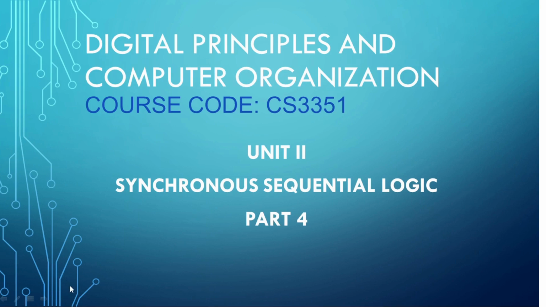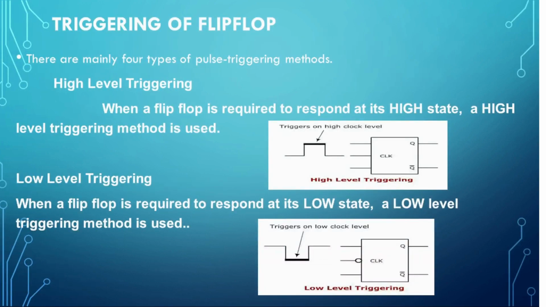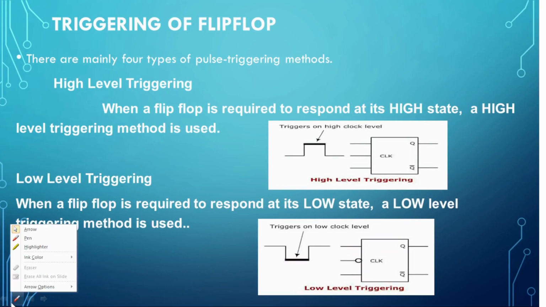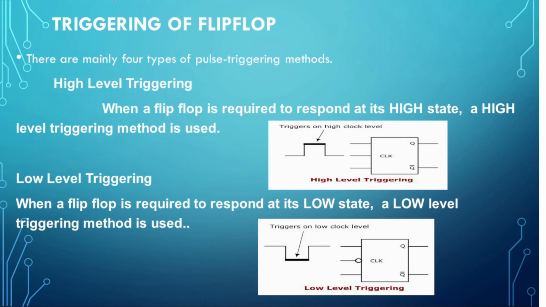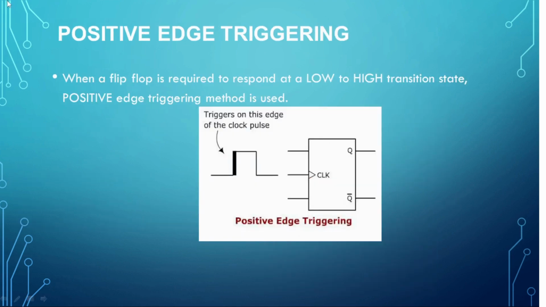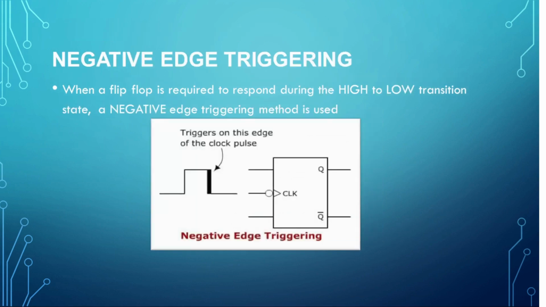Let's move on to the next topic in your Unit 2 syllabus: triggering of flip-flop. It is similar to the topic of clock pulse triggering. Usually the triggering is classified into high level triggering and low level triggering. There will be 4 types of triggering in a flip flop. One is high level, low level, and positive edge triggering. Another one is negative edge triggering.